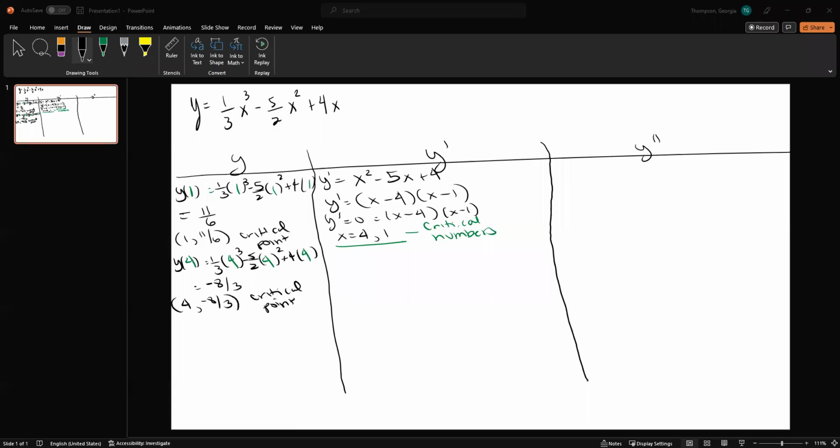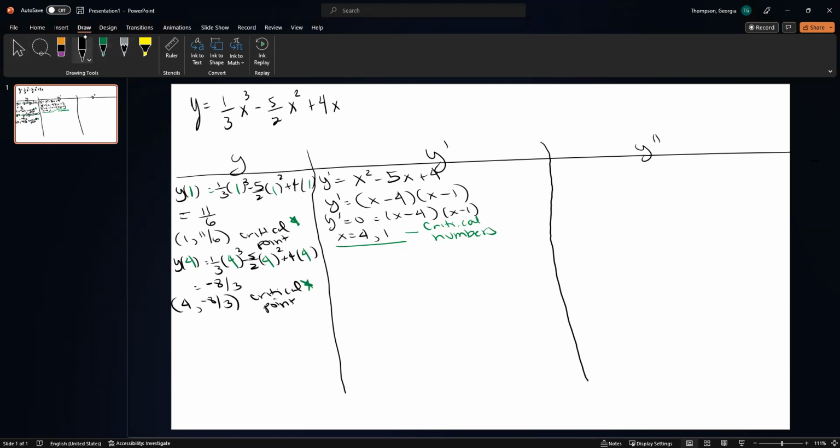Okay, so for this next video, this last video, what we did was we found our critical numbers to be 4 and 1, and then we went and found our critical points. So our first critical point was x equals 1, y equals 11 over 6 right here. And our second critical point was x equals 4, y equals negative 8 over 3 right here.